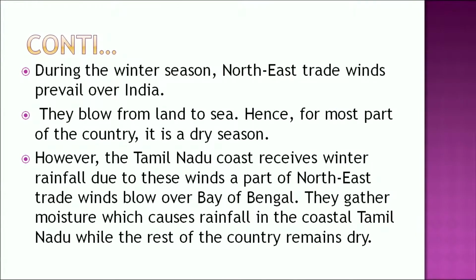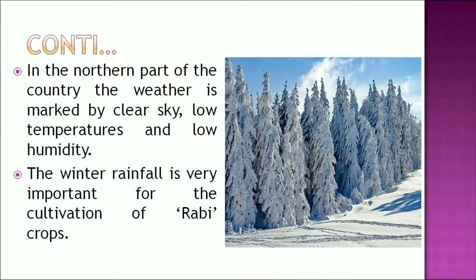A part of the northeast trade winds blow over the Bay of Bengal. They gather moisture which causes rainfall in coastal Tamil Nadu, while the rest of the country remains dry. In the northern part of the country, the weather is marked by clear sky, low temperatures and low humidity. The winter rainfall is very important for the cultivation of rabi crops.